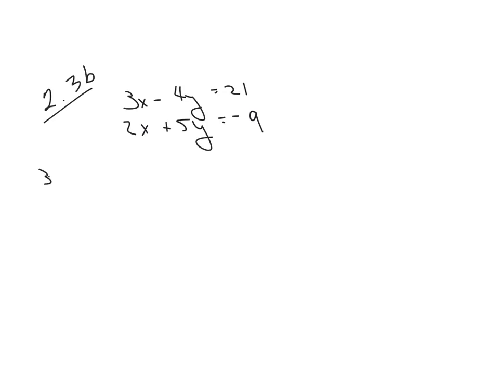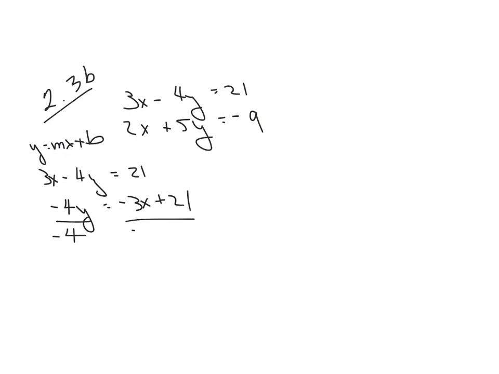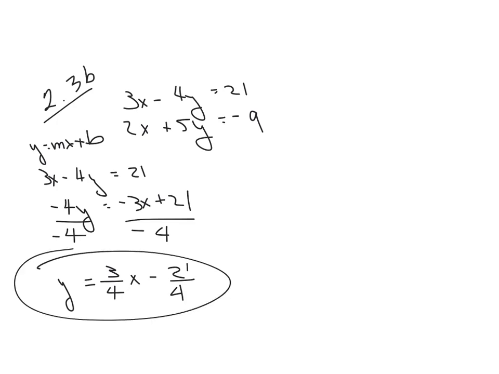So 3x minus 4y, I'll do that on this side, equals 21. Alright, so we move the 3x because we're trying to get it in y equals mx plus b, remember? So I'm going to move the 3x over there, and I'm going to have my plus 21, divide by negative 4, divide by negative 4, and I get y equals 3/4 x minus 21 over 4. Slope-intercept form. So I can graph that.